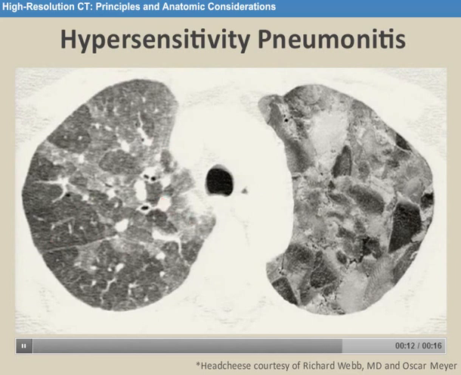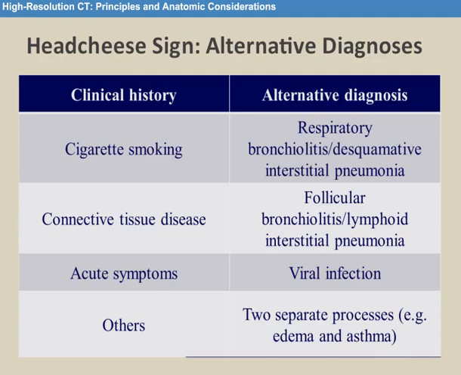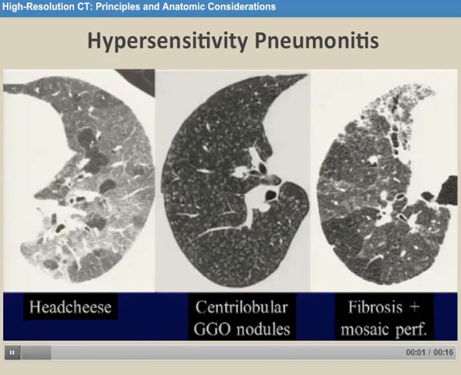Thank you to Richard Webb and Oscar Meyer for the slab of head cheese that's superimposed on the CT scan here. There's always a differential, but almost always these can be distinguished by clinical means. So cigarette smokers, there's going to be more overlap of respiratory bronchitis and DIP, smoking and lung disease. So you can see there's a differential diagnosis, but in our experience, even without an exposure, this is almost always hypersensitivity pneumonitis. And we see a lot of HP.